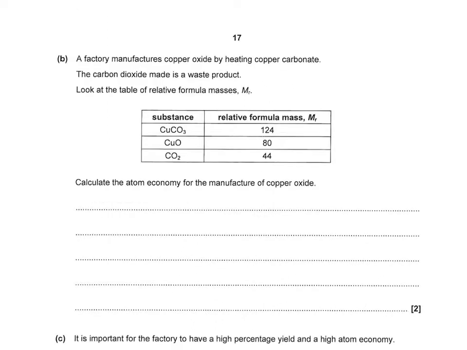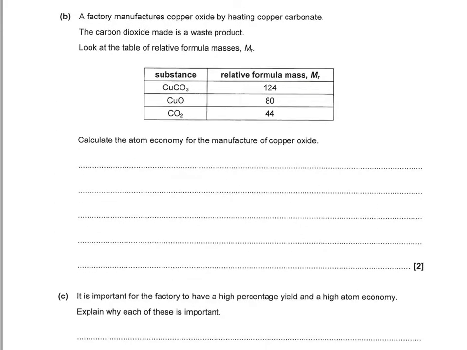A factory manufactures copper oxide by heating copper carbonate. The carbon dioxide is made as a waste product. Look at the table of relative formula masses. There they are. Calculate the atom economy for the manufacture of copper oxide. So remember your equation, which is on the previous page. Oh, not Ca, sorry, CuCO3 is the following.